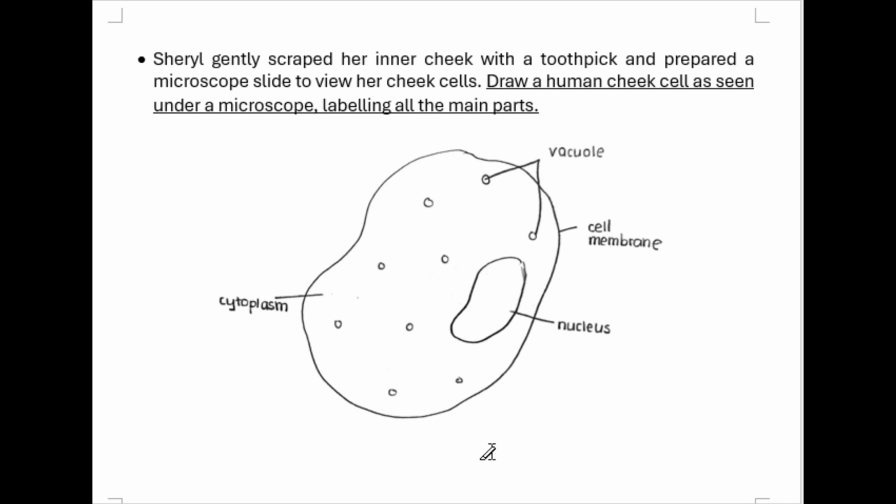Cheryl gently scraped her inner cheek with a toothpick and prepared a microscope slide to view her cheek cells. Draw a human cheek cell as seen under a microscope, labeling all the main parts.